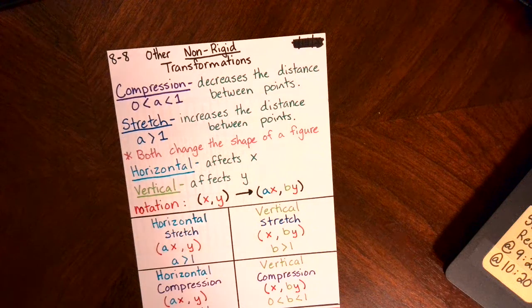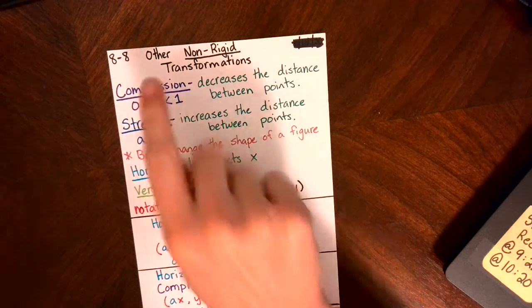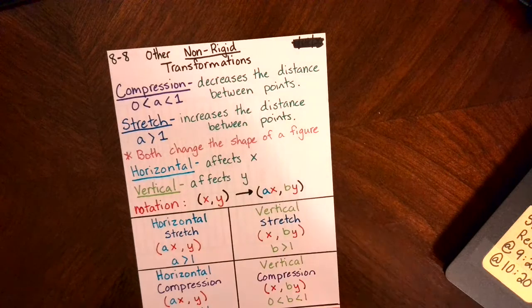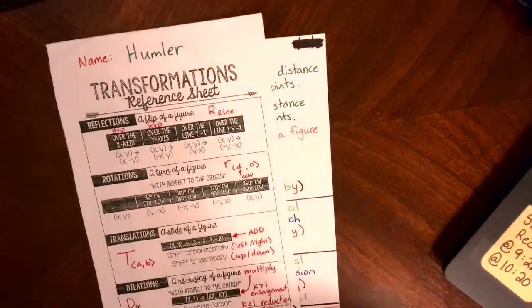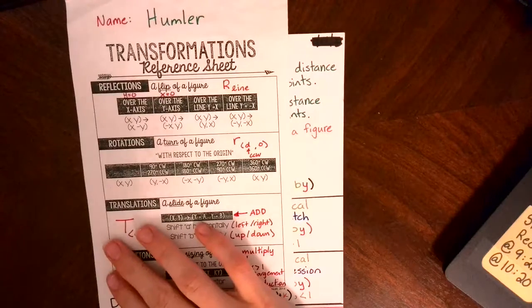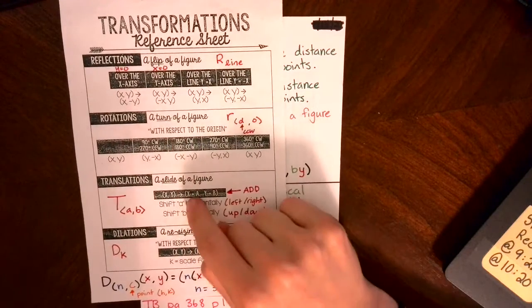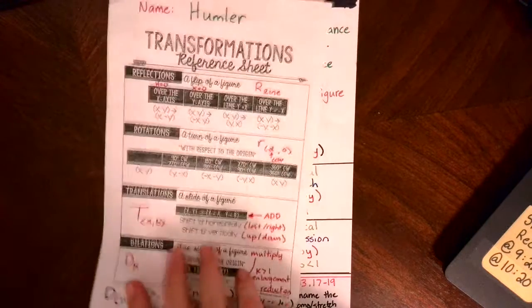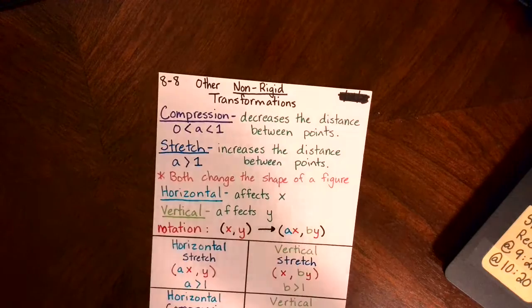Okay, so for 8-8, we get to talk about other non-rigid transformations. We call these ones other ones. They're not on the reference sheet. You're like, oh, we're done with transformations. We did reflections, rotations, translations, and finally in 8-7, we did dilations. But there are other ones, okay?